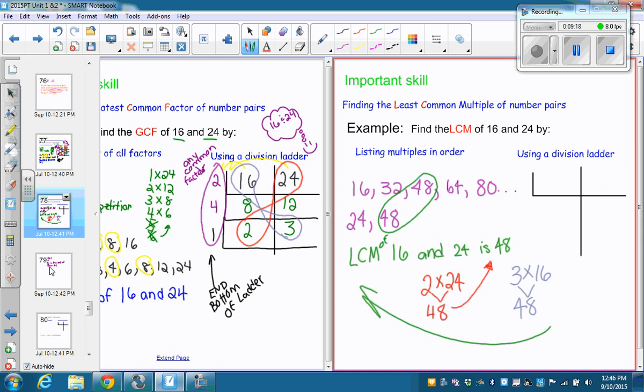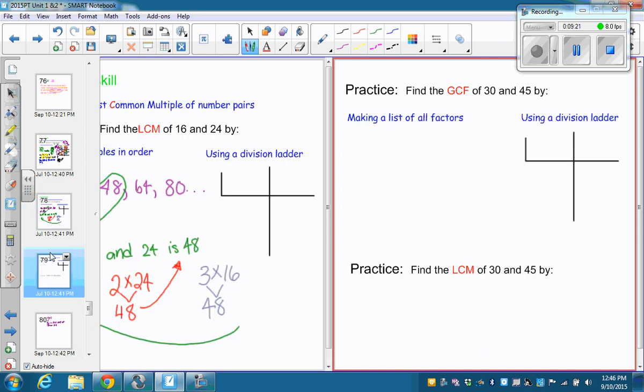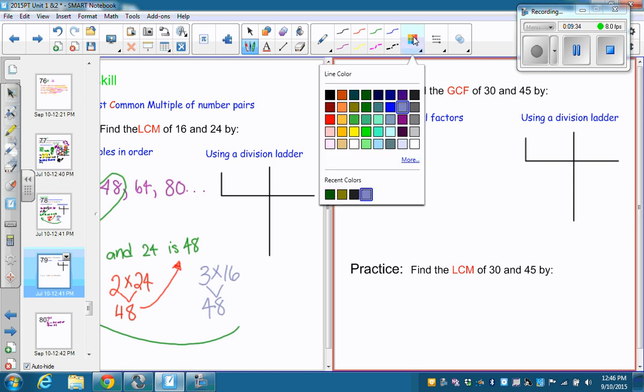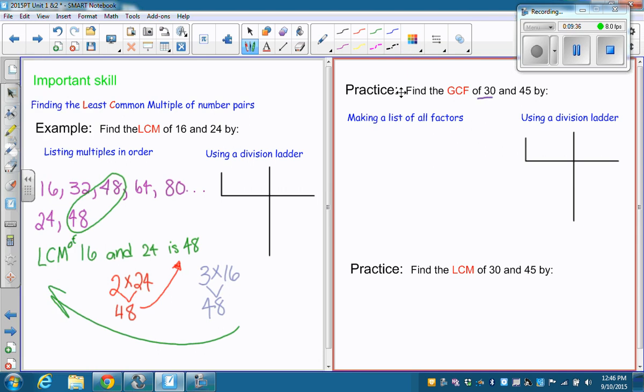So let's have a practice problem here. And I'm going to move this page. I'll just move it right here. So to do the greatest common factor and the least common multiple of 30 and 45, the first step is to put them in the top of the ladder. The second step is to pick a number that goes into both of them. They're both multiples of 5, so we could put a 5 there.